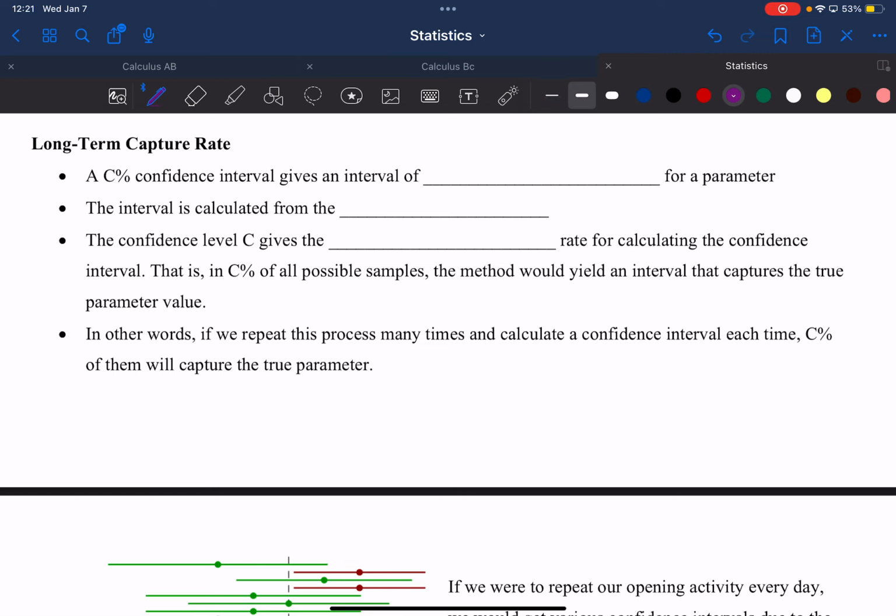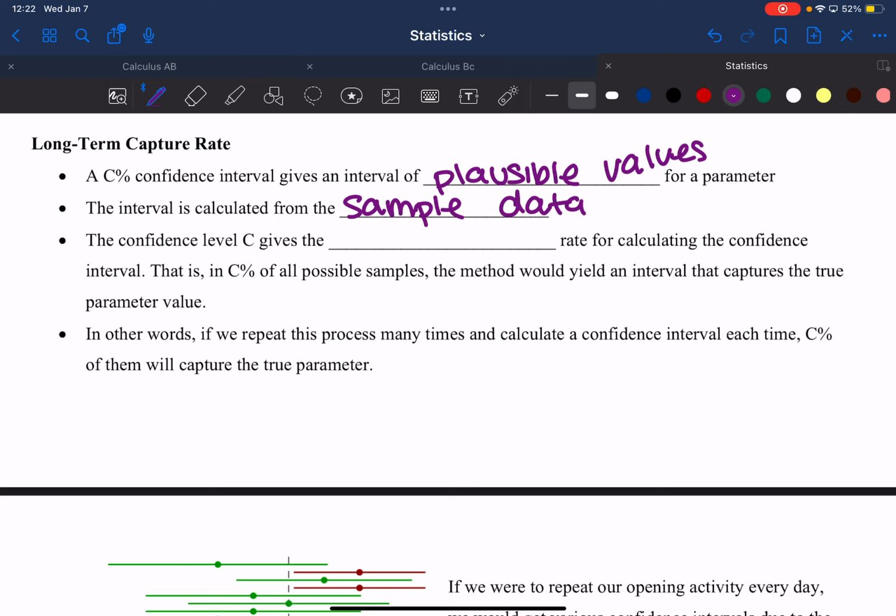So it says a confidence interval gives us an interval of plausible values for a parameter. Notice they use that word a lot, which means it's important. Plausible values for a parameter. The interval is calculated from the sample data. So that means the interval is always going to be calculated based off of a simulation that is done or an experiment that is done.